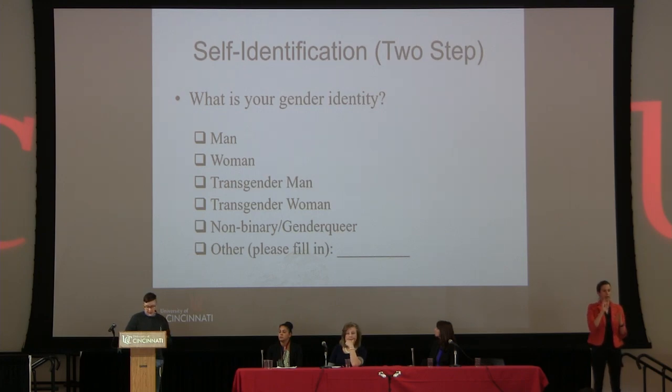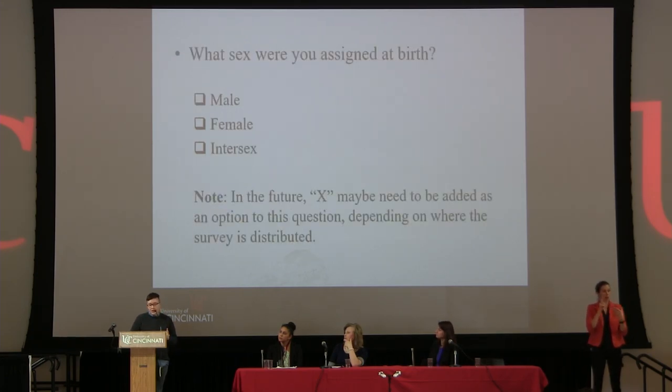So when asking what is your gender identity, this is the first part of the two-step question. So the options you're probably familiar with, man, woman, and then adding in trans man, trans woman, or non-binary, or genderqueer. And then, of course, other, because this is probably the question where you will see people write in all sorts of fascinating things. But then to follow this question up with the second part of the two-step question, which is to ask what sex were you assigned at birth? And then giving the options of male, female, or in some places you can get intersex on birth records now.